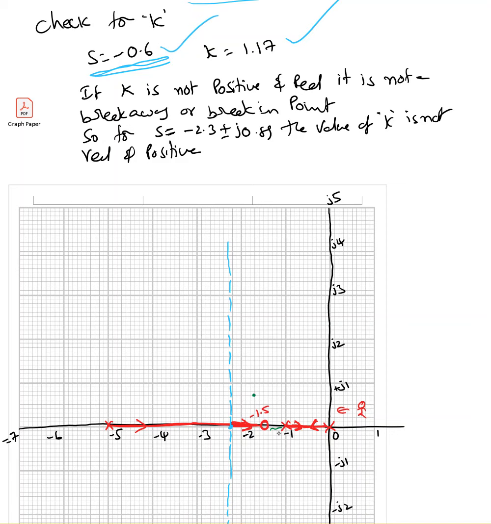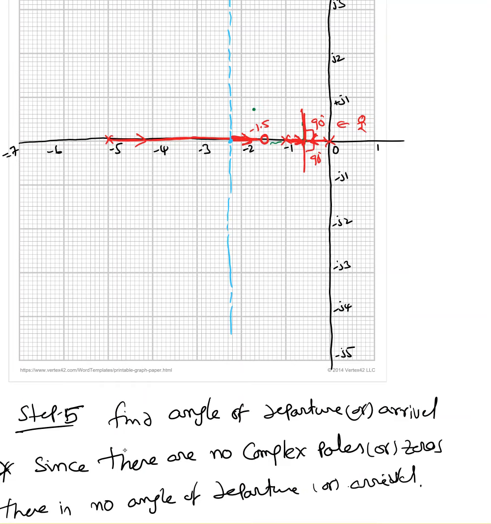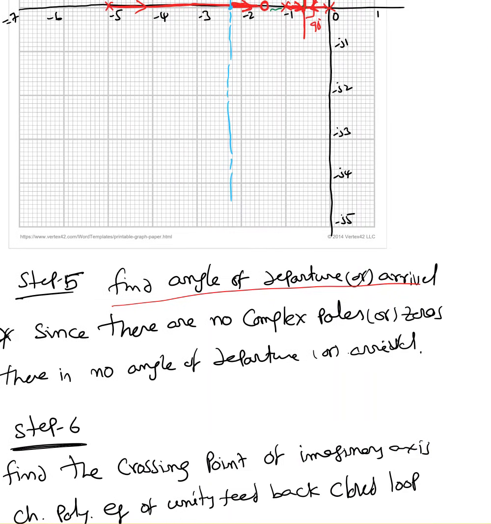You can see the breakaway point is going to be between these two poles, because here it is going to divide. So minus 0.6 is right there. We know that when the locus is leaving the real axis, it will go away at a 90 degree angle. Now step 5, find the angle of departure and arrival. That's only needed if there are complex poles or zeros. Here I don't have any complex poles or zeros, so we don't need to find the angle of departure and arrival.